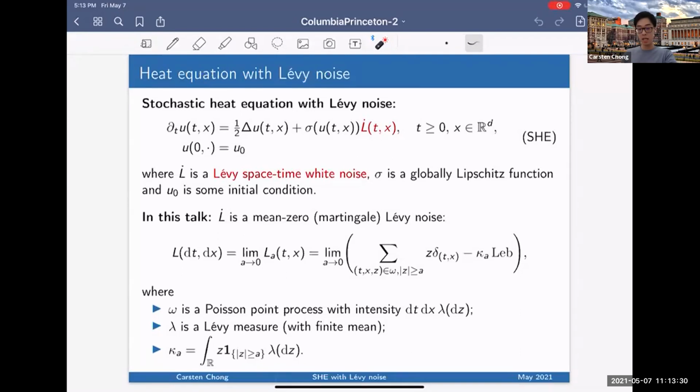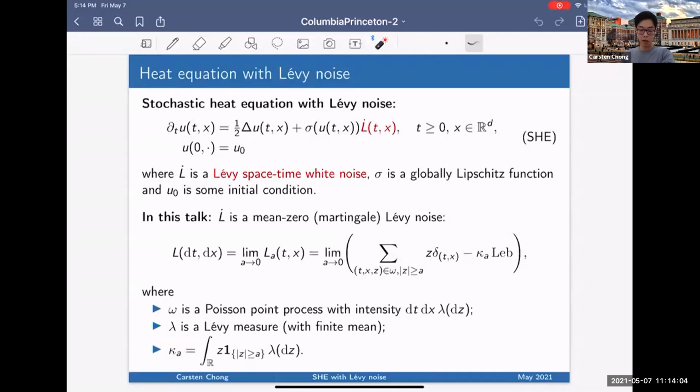So what I do is I compensate this by subtracting the mean. So kappa a is the mean of this noise. What you can show then is that when a tends to 0, under this compensation, you will have a well-defined limit. The only thing is that, whereas this measure is always a random measure defined path by path, the limiting object, just like Gaussian noise, is typically no longer a path by path measure. All right.